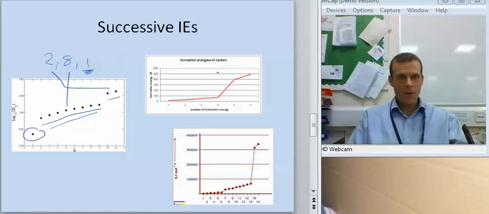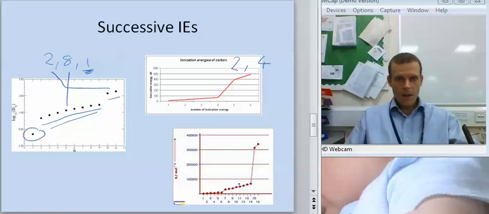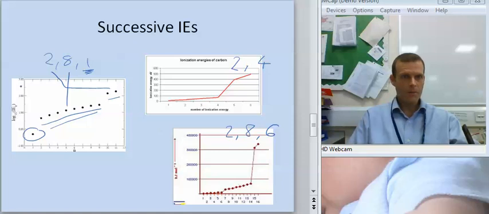And you can see this one over here, there's 4 that come off relatively easily, so there must be 4 in the outer shell. And then there's 2 in the inner one, so that would be carbon. This one here, you've got 1, 2, 3, 4, 5, 6 that are coming off. And then there's a jump to those 8, and then there's 2 on the inner shell. So that must be oxygen. So we can look at these and we can work out which atom is which.